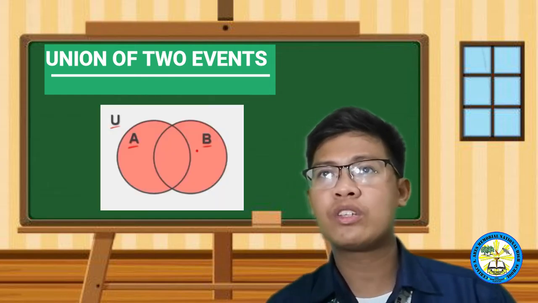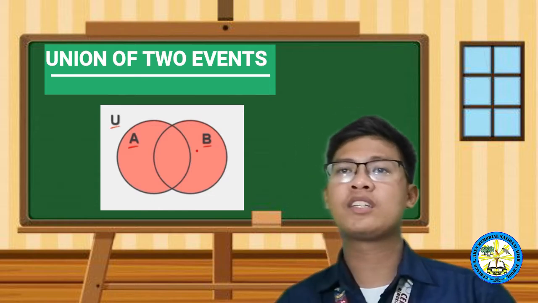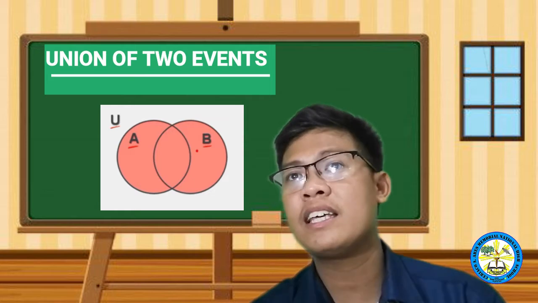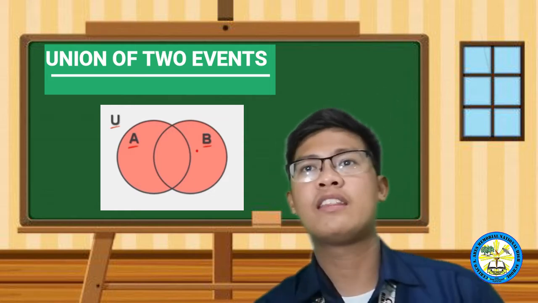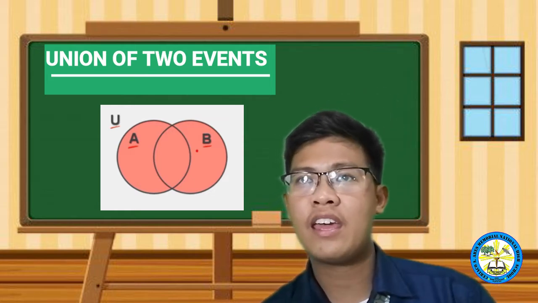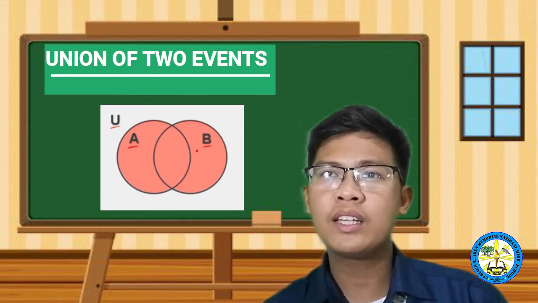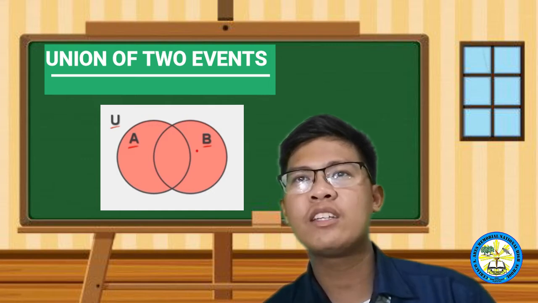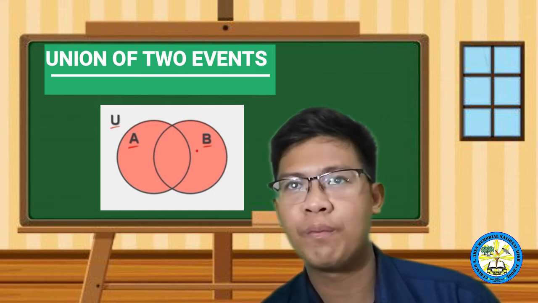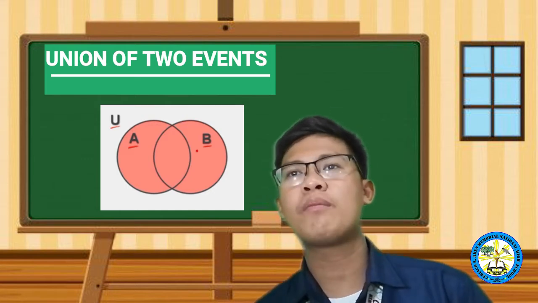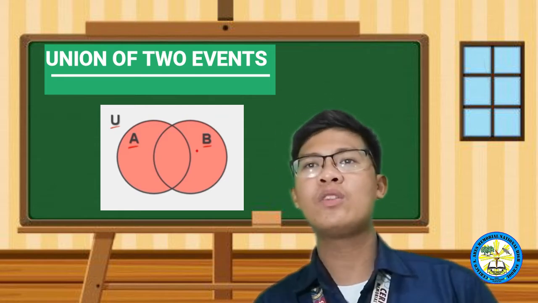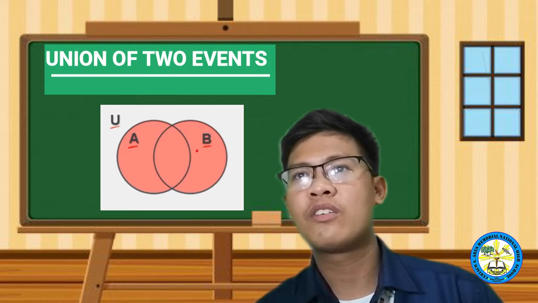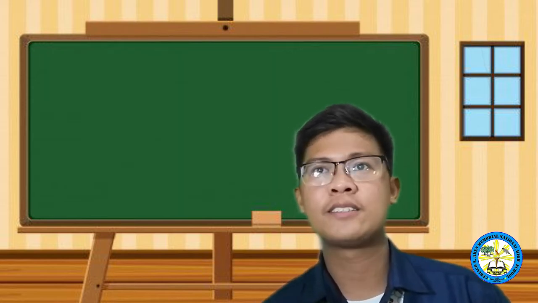The letter U tells us that this is the universal set. All the elements involved in a given set are present inside the universal set. And then we have event A and event B. As you can see, all the portions of events A and B are shaded, meaning it is the union. It consists of all the elements of A and B. Take note that if they have common elements, we only write them once.